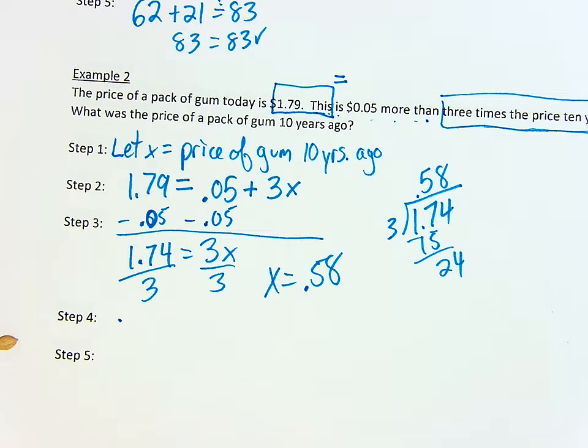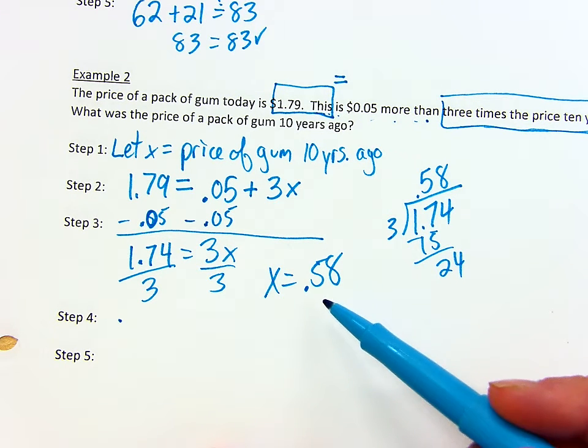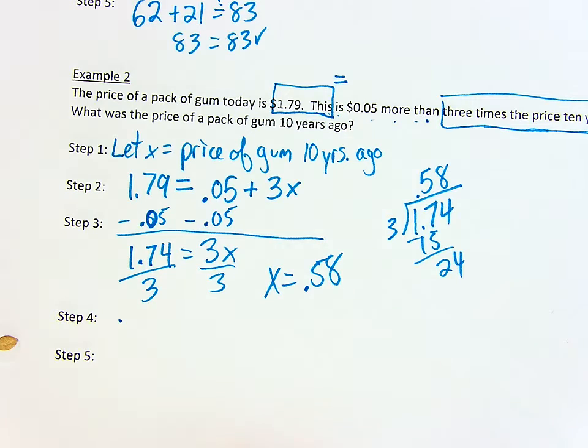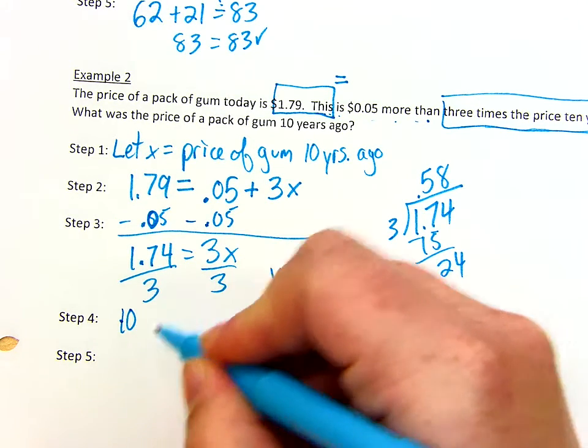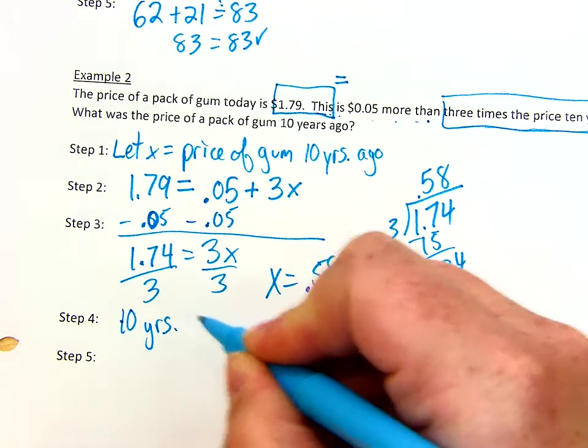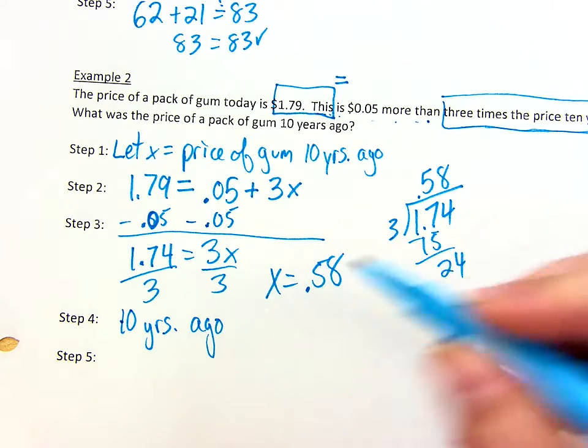Okay? Now, step 4, this is where it's really important. Your answer is not 0.58. When was the last time you said to someone, oh, how much did that cost? And they responded to you 0.58. No, we don't talk like that. This is 58 cents. So you're going to write in a sentence, the price of a pack of gum was 58 cents, however you want to phrase it. So I'll say 10 years ago was 58 cents.